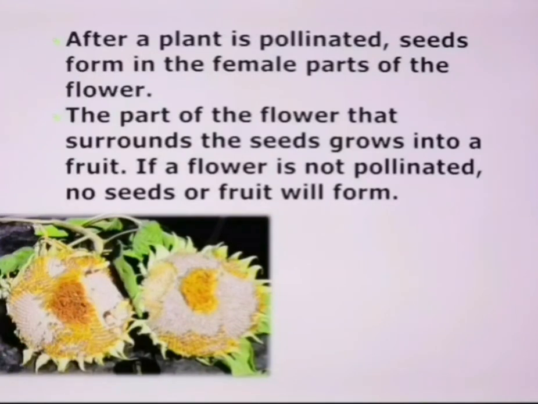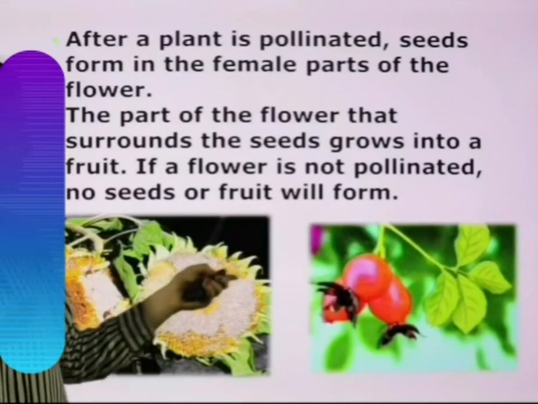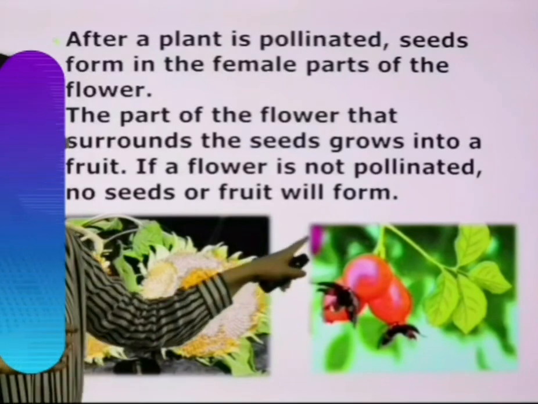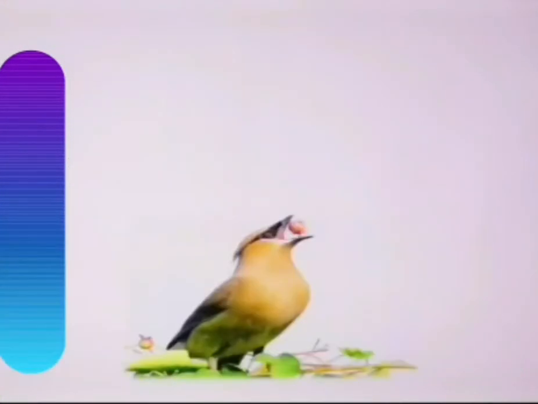So let's look at this sunflower. We all eat sunflower seeds, sometimes as a snack. This is the sunflower. You can see it's dead. And inside this sunflower, we can see the seeds. And this is also a plant. It's a kind of berry. You can see this red pulp. This is the fruit, and inside the fruit you will see the seeds.